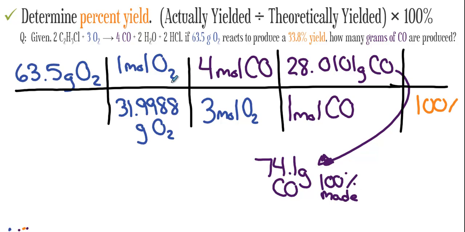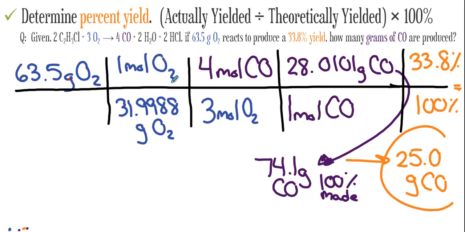Again, we're told ahead of time that we only had a 33.8% yield. We'll now apply this 33.8% yield to our 74.1 grams and determine that we only actually made 25.0 grams of carbon monoxide in this reaction.